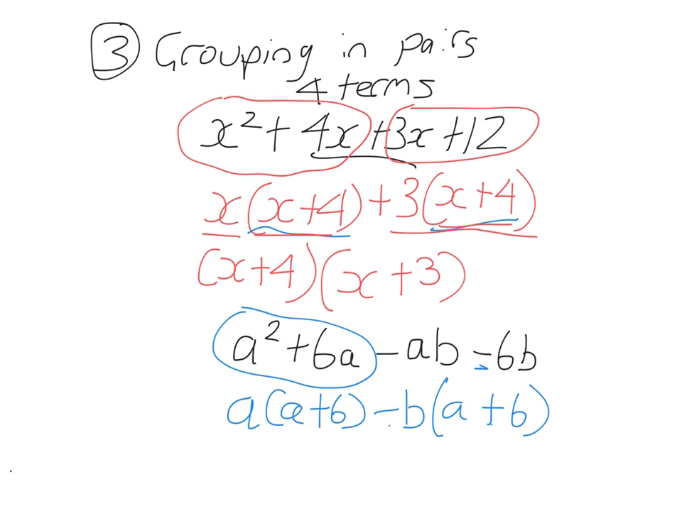And again, I use the same trick that I used up here. This thing in the brackets is common, so I take it out the front, and then what goes inside the brackets is just what's left outside here. So a minus b, just like that. If you expand this using FOIL, you will get that.